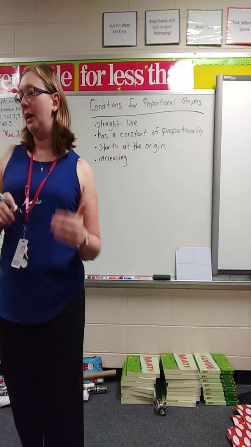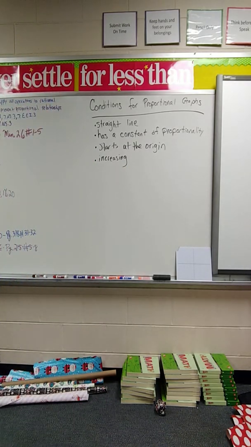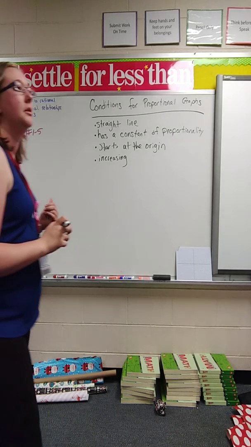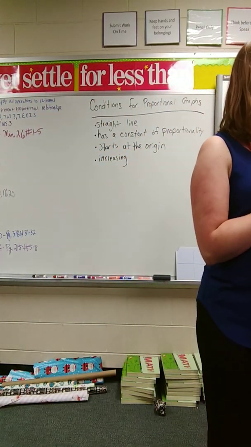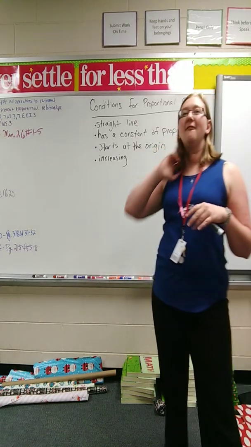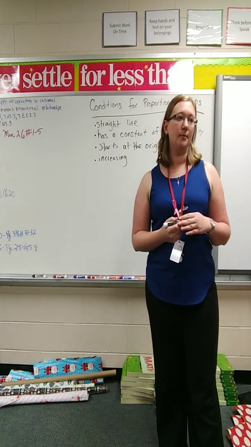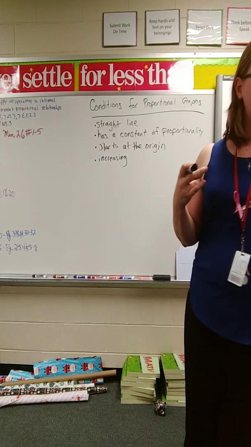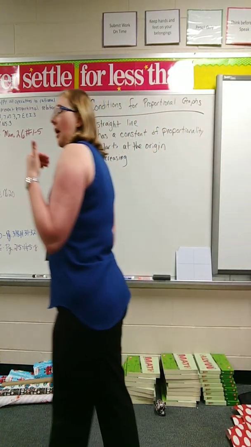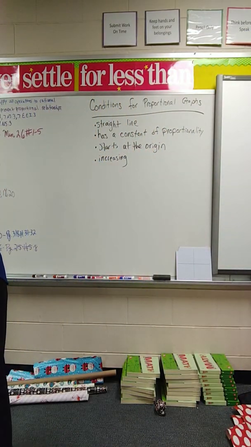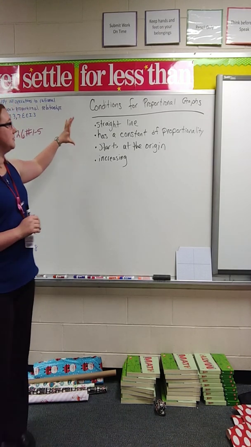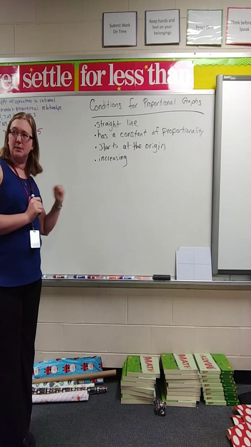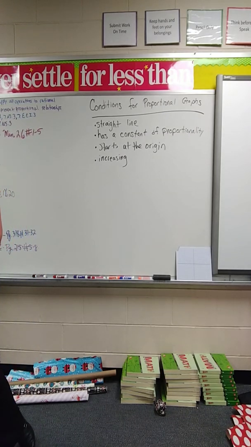So, we know that Line B is proportional because I'm telling you that. Okay. You guys were able to infer that. I am telling you, you were correct. Line A, the blue one, meets some of these conditions, but it does not meet all of them.